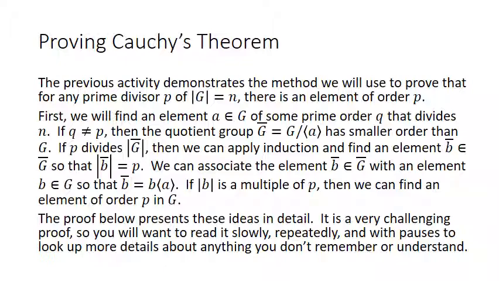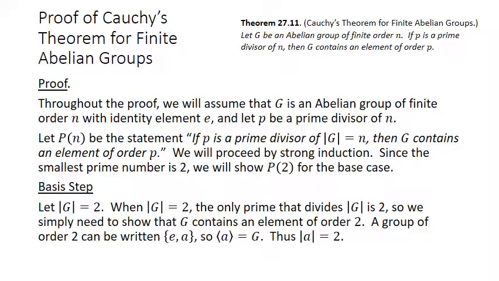And like I said, this is challenging, so pause if you need to, look things up, listen to things more than once. Okay, let's do it. So let's read Cauchy's theorem for finite abelian groups one more time. Let G be an abelian group of finite order n. If P is a prime divisor of n, then G contains an element of order P.